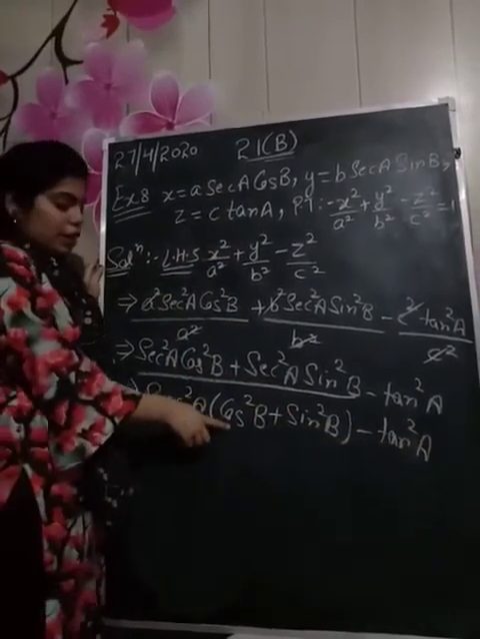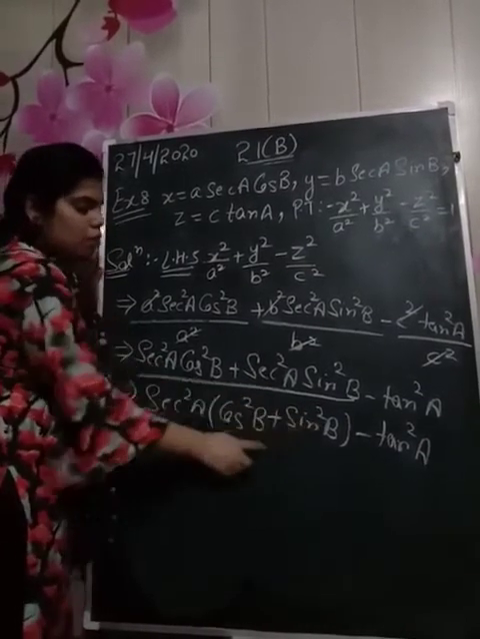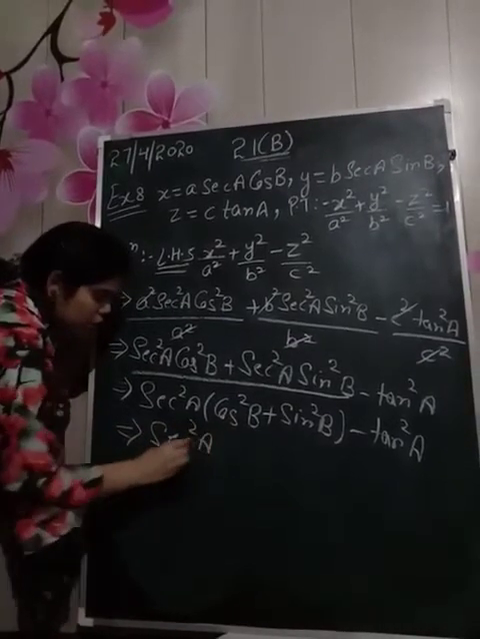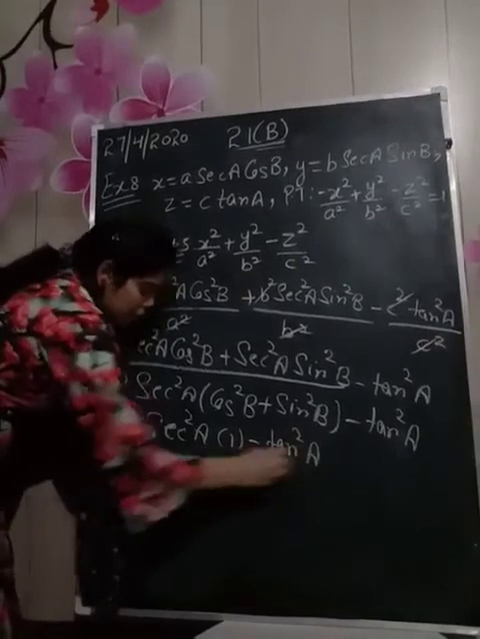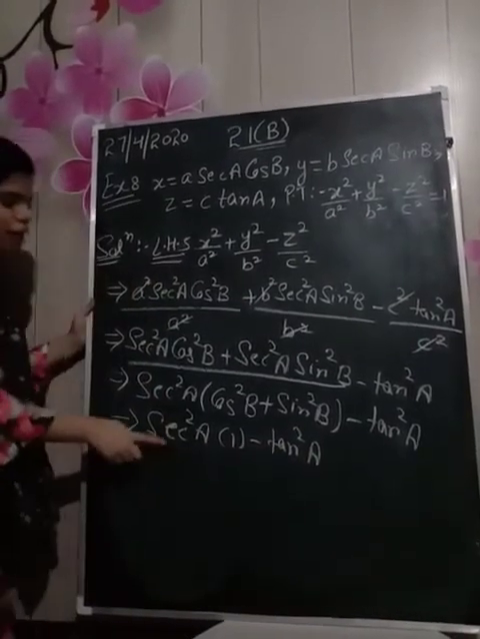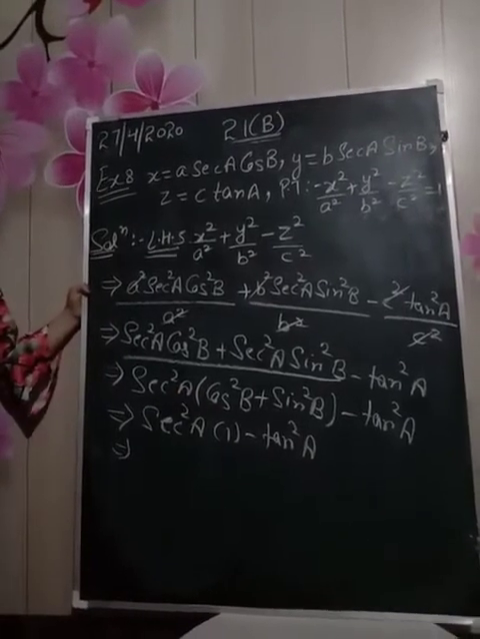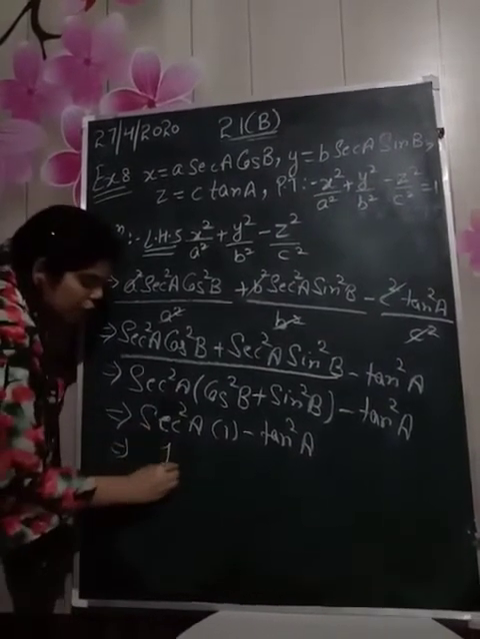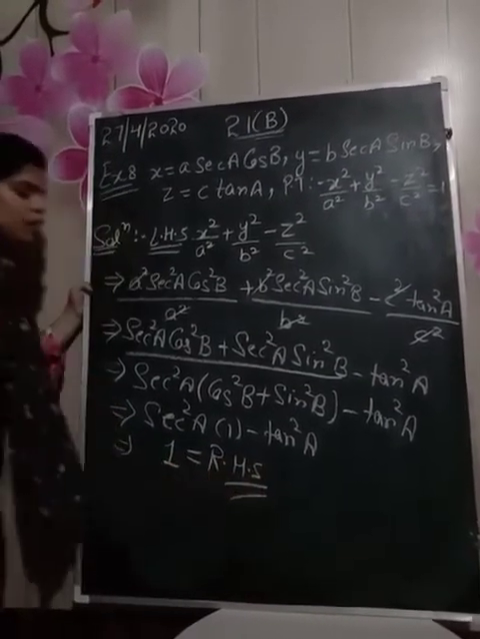We know the first identity: cos square b plus sin square b, the angle is the same, so it is equal to 1 by using the identity. So secant square a into 1 minus tangent square a. And we know that secant square a minus tangent square a is also equal to 1 by using the second identity. So here it is coming as 1, and that is our right hand side, hence proved.